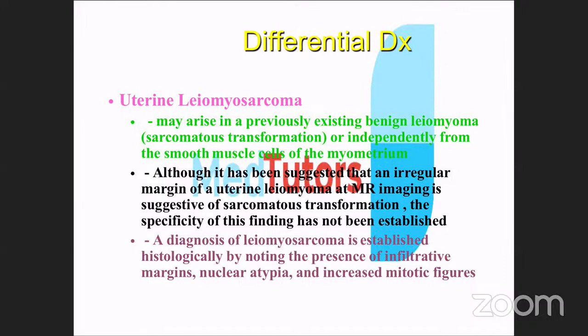Now, the diagnosis is established at histology. And that's one of the reasons why all women who had myomectomy must have the fibroid nodule subjected to histology, so that if there's any malignant transformation, it will be detected early and the woman will be appropriately counseled.